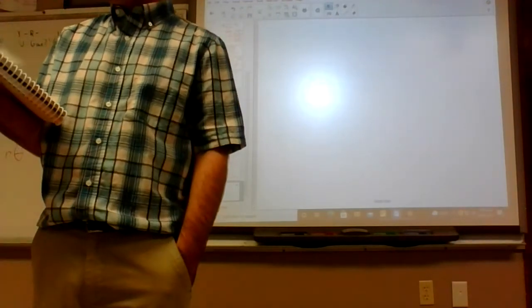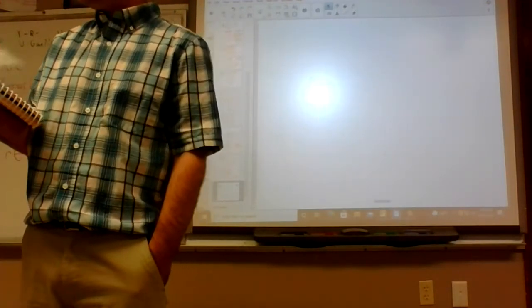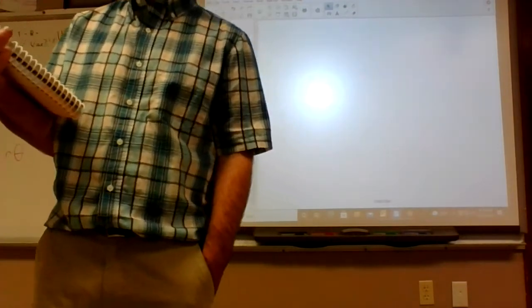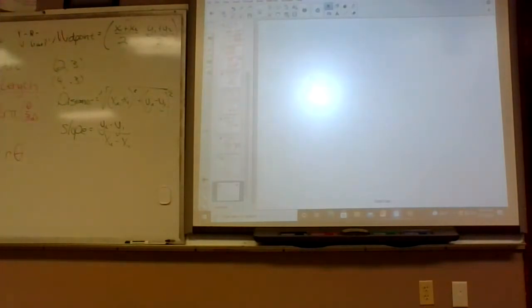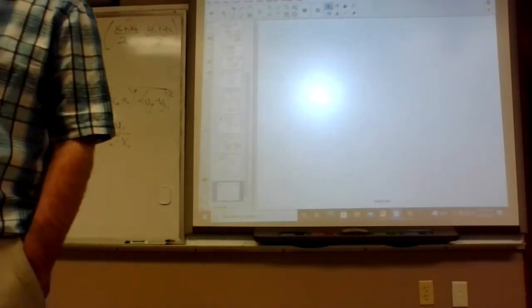Number 5. Which triangle appears to be congruent to number 5? And C is correct. You gotta be kind of careful because they do look slightly different. But C is correct.